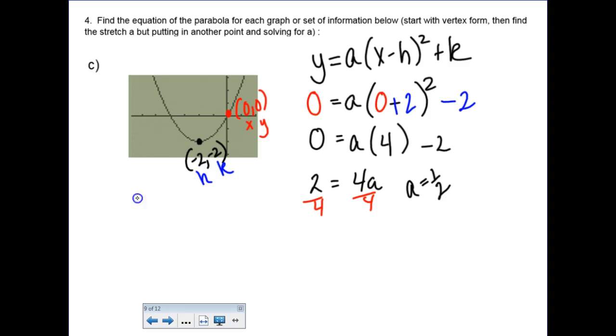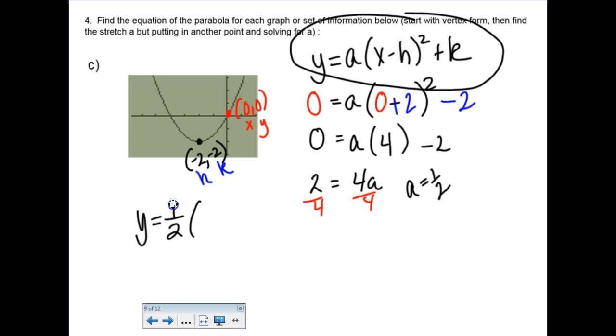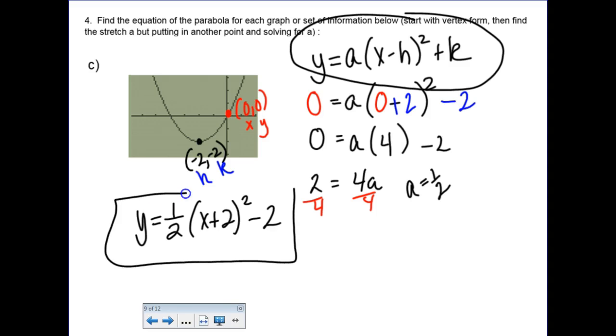So now when you go to write the formula, you go back to this. You have a and h and k that you plug in. So the formula is y equals 1/2 times x plus 2 squared minus 2. These are tough. These are probably, in my opinion, the most difficult thing in the next couple days.